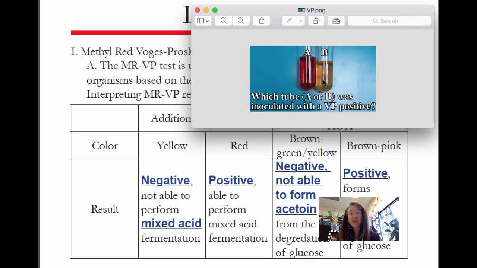Negative is this brownish yellow color, and we see that that's an indicator that the 2,3-butanediol pathway was not utilized to ferment glucose. That is, there's no acetoin, which is the precursor to 2,3-butanediol, to react with the alpha naphthol and potassium hydroxide. Whereas in tube A, there was that acetoin present to cause that positive reaction to take place.